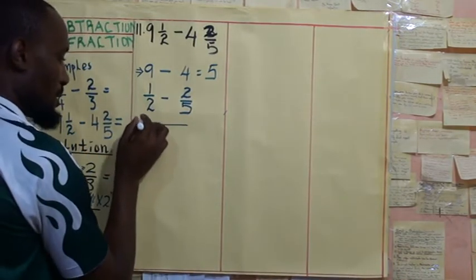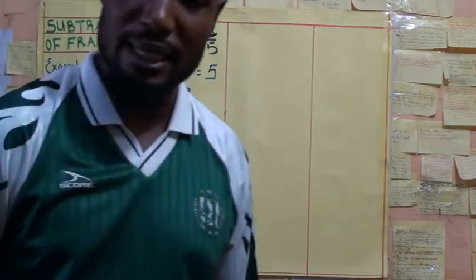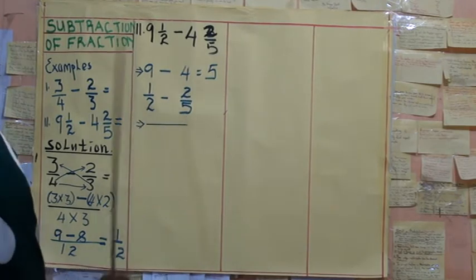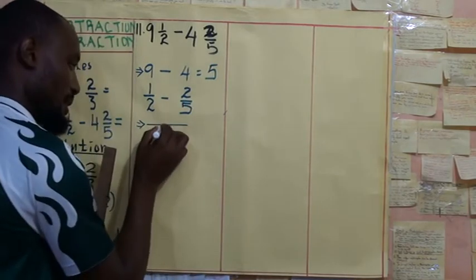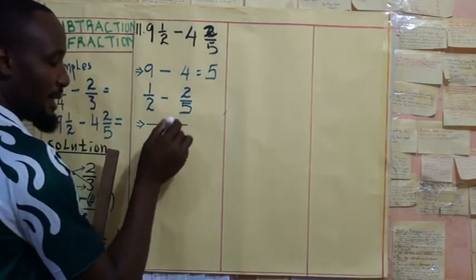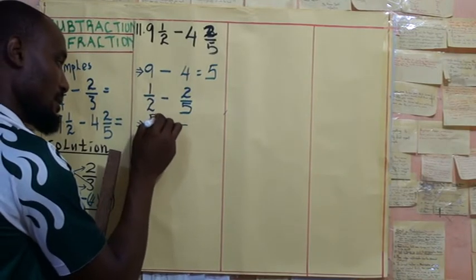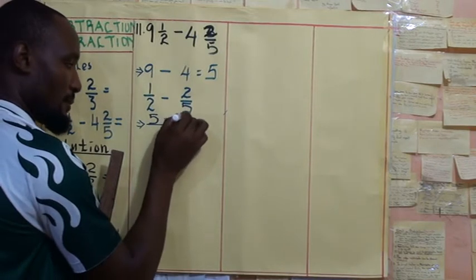So, we want to deal with it in a way that we multiply the denominators. When we look at the board, what's our denominator? Our denominators are 2 and 5. So 2 times 5, you get 10. Then 5 times 1, that is 5. Then 2 times 2, that is 4.